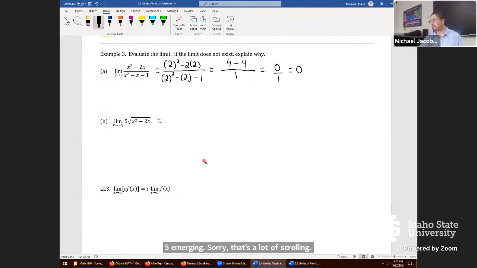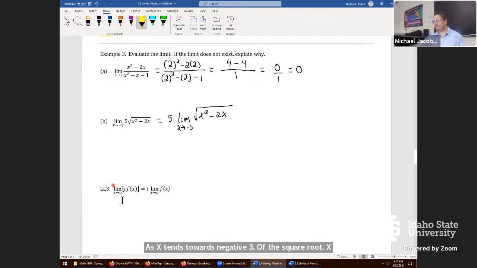This can turn into 5 times the limit as x tends towards -3 of the square root of x squared minus 2x. So looking at the limit law, we had a constant times a function, so we took the constant times the limit of that function. That's pretty much what that 5 did there, highlighted in yellow.